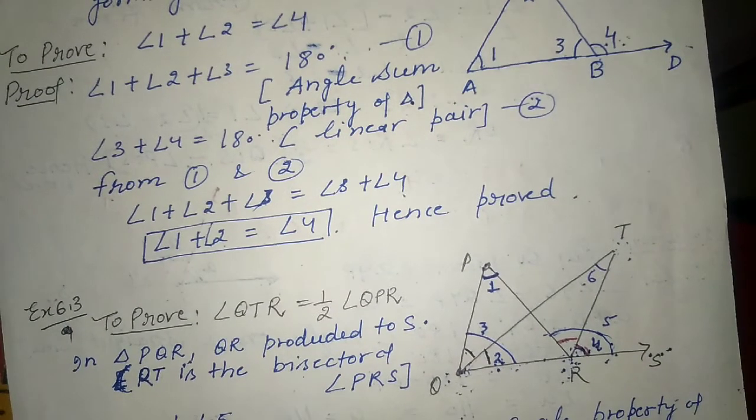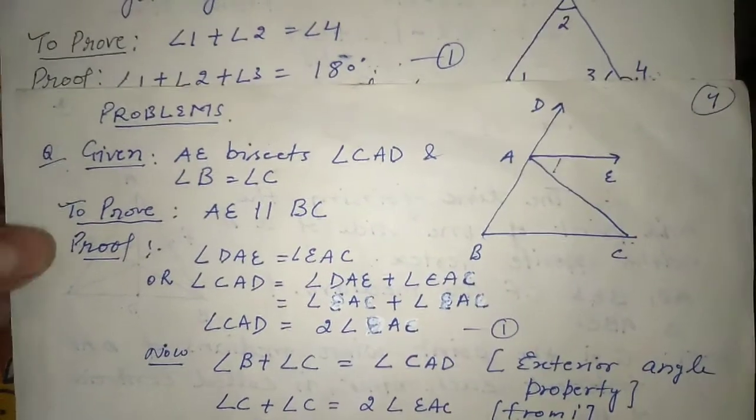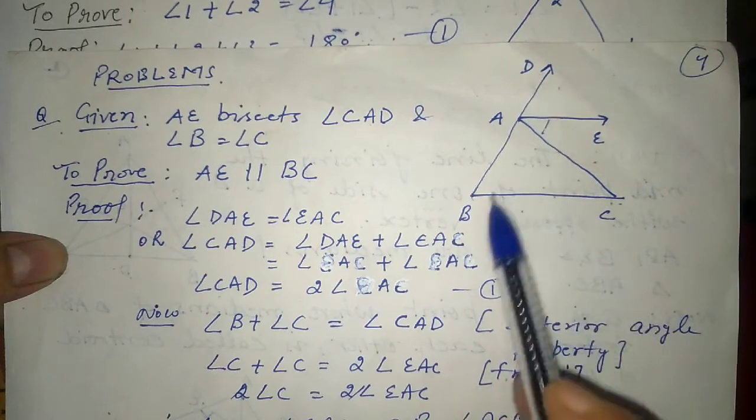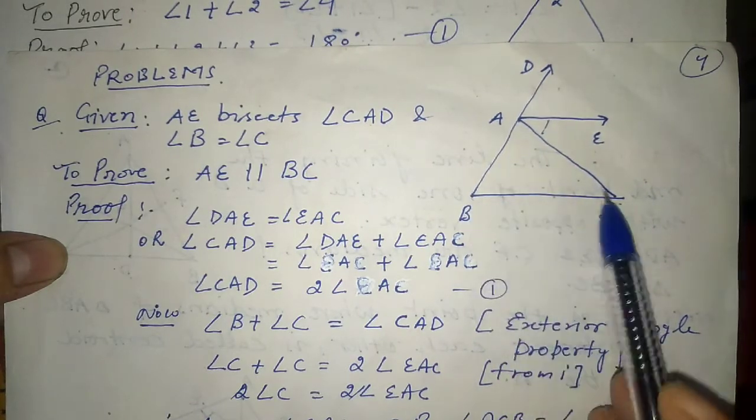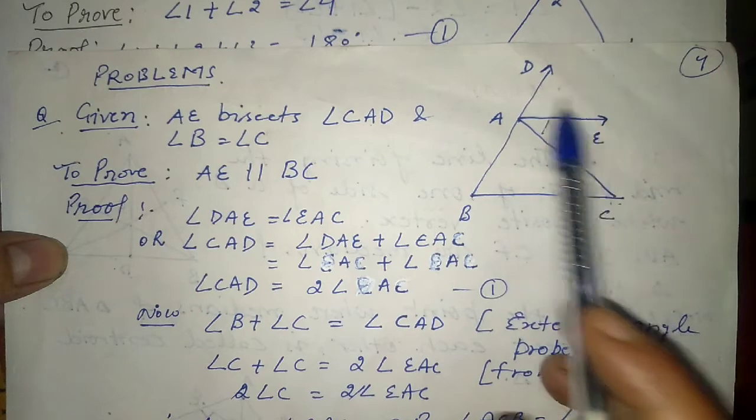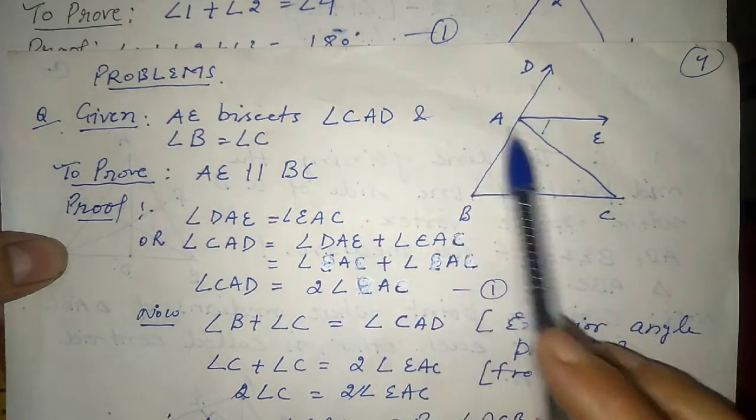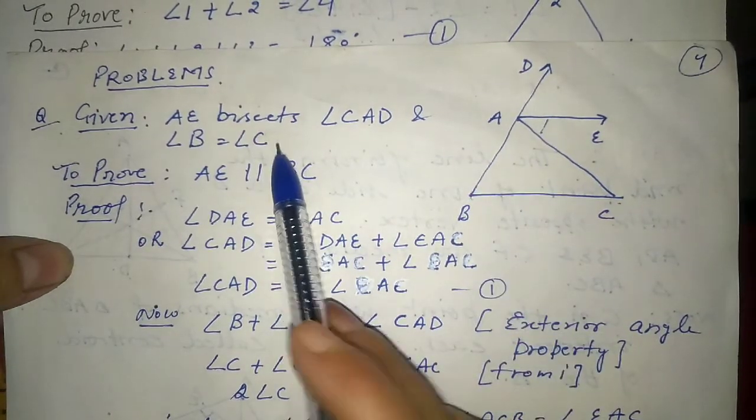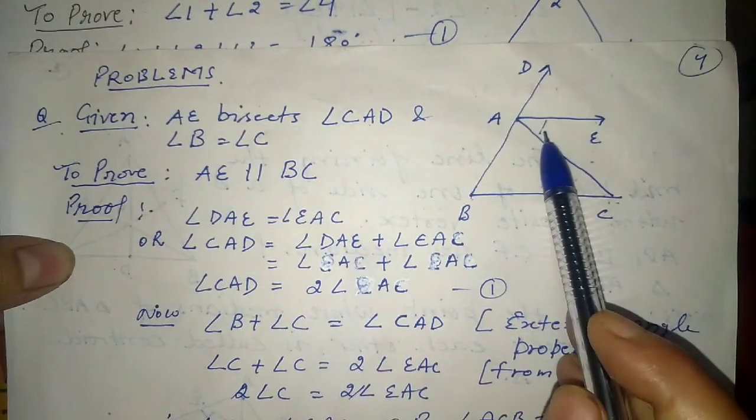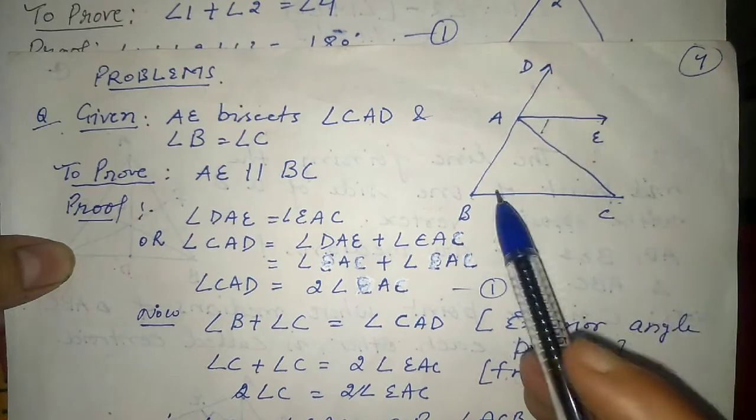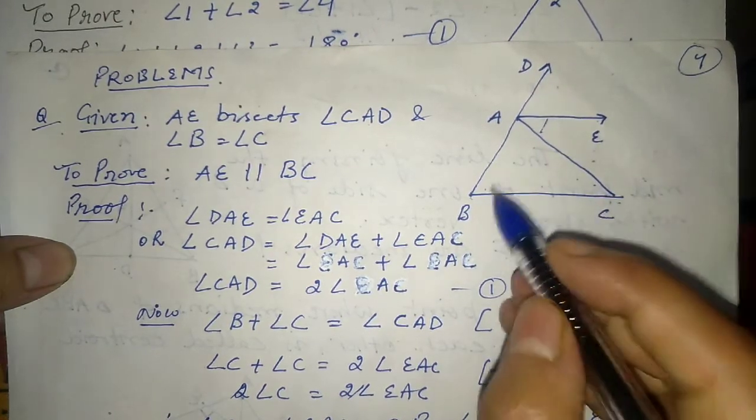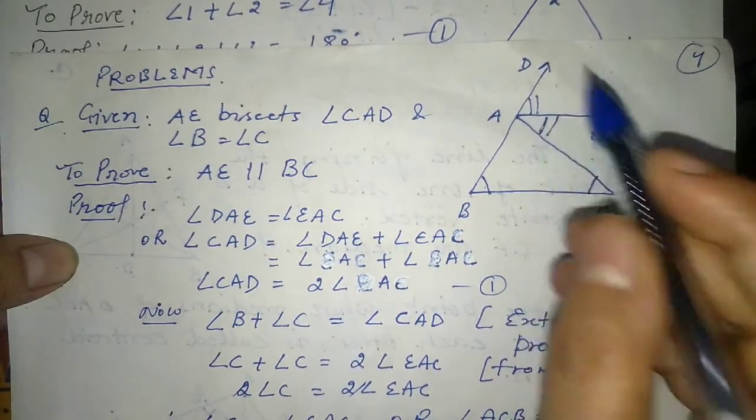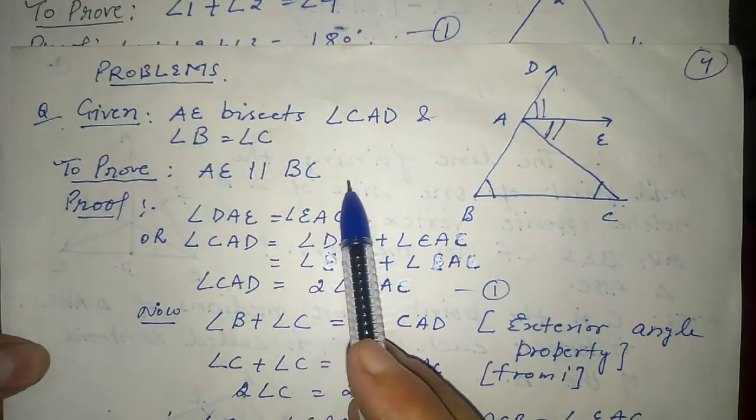Now guys, I have two problems from the girls, so I am going to discuss them here. The first problem is this: it is given that this is a triangle ABC in which AE is produced to D. I don't know the problem exactly, I got this figure and this is what is given. AE bisects angle CAD and angle B is equal to angle C. And we have to prove that AE is parallel to BC.